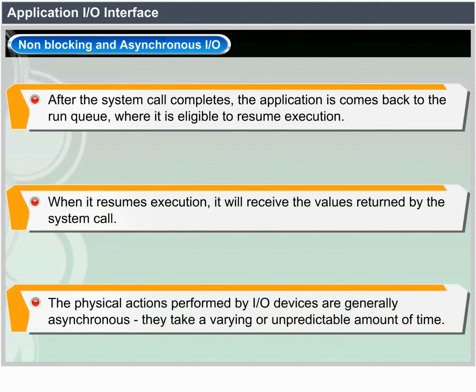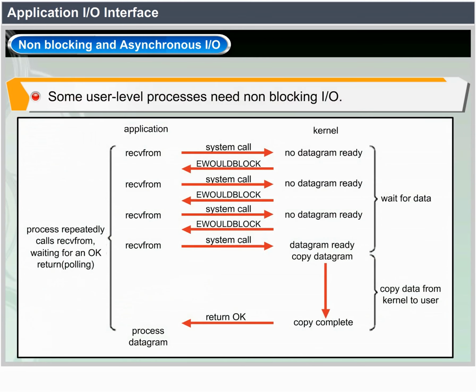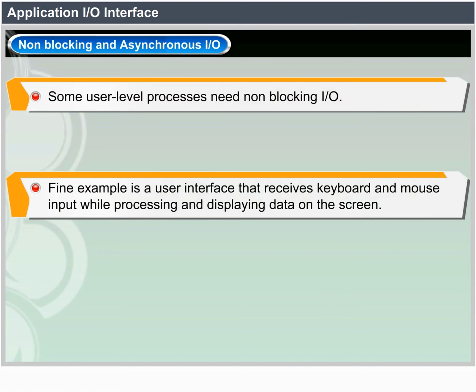The physical actions performed by input-output devices are generally asynchronous. They take a varying or unpredictable amount of time. Nevertheless, most operating systems use blocking system calls for the application interface because blocking application code is easier to understand than non-blocking application code. Some user-level processes need non-blocking input-output. One example is a user interface that receives keyboard and mouse input while processing and displaying data on the screen.